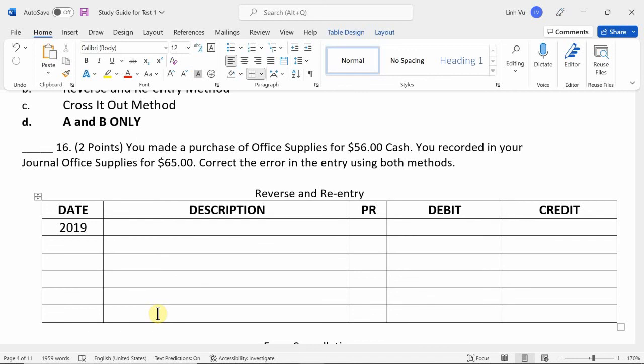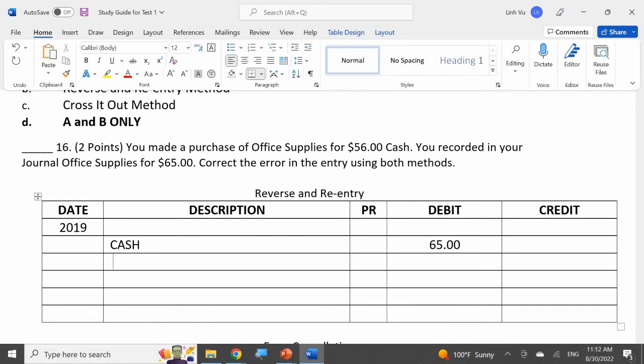I have to reverse the entry, right? Right. So I have to go to the store and return the office supplies. So if I'm going to return the office supplies, what should I be getting out of that? Cash, right? How much cash should I be getting back? $56. No, $65, and I'm going to also be returning the office supplies for $65.